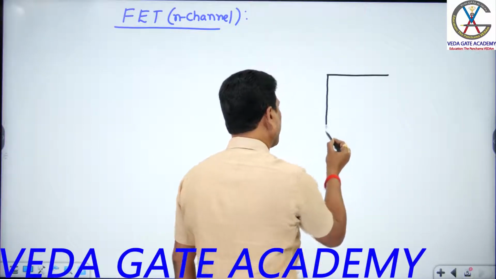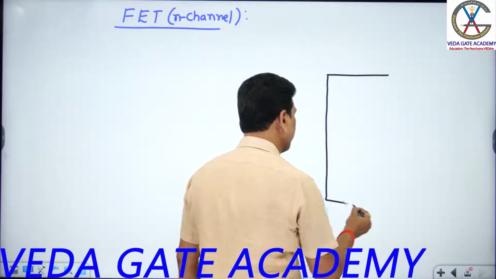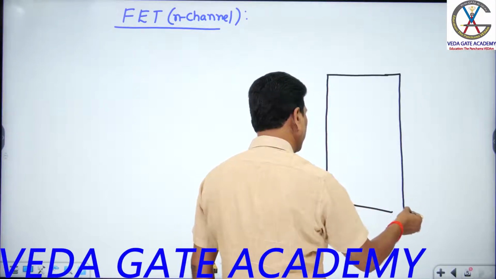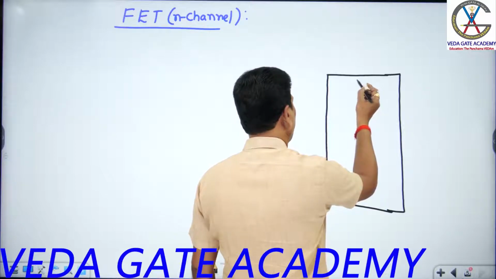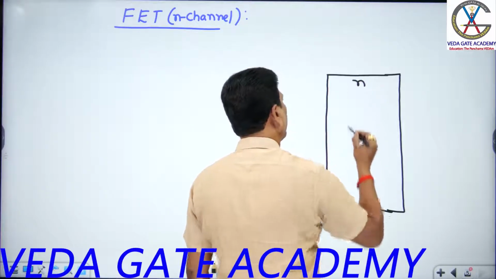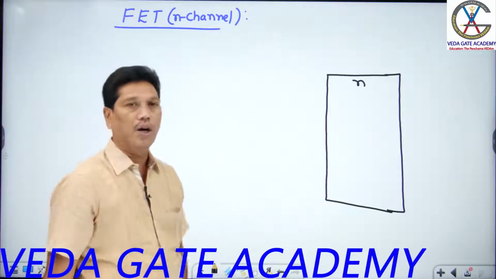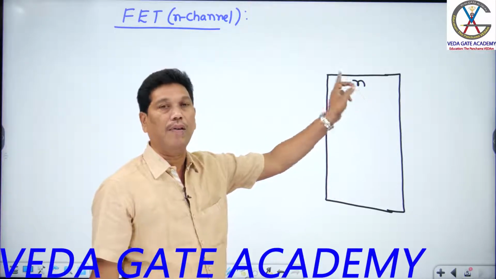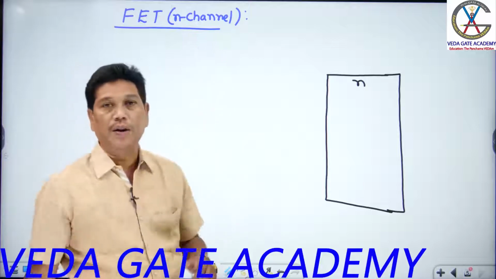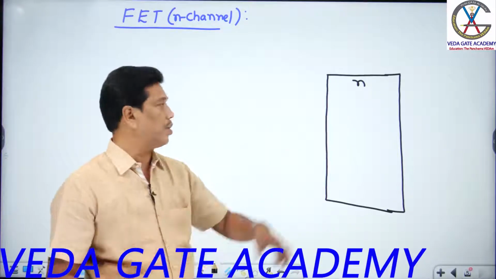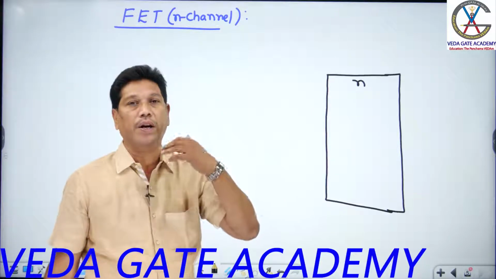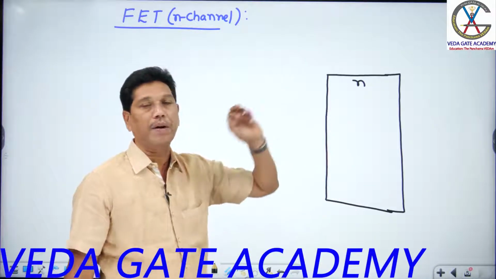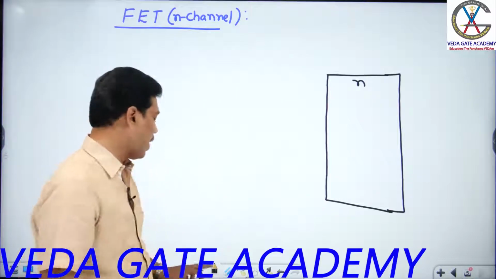So I am taking a lightly doped n-type semiconductor of silicon. Why it is lightly doped I can discuss later, students. I take a silicon body of n-type material which is lightly doped. In the case of an n channel, I take a silicon bar of n-type material, lightly doped. If you go for a p channel, it is nothing but a p-type silicon bar, lightly doped. So this is a silicon body of n-type material, lightly doped, for an n channel FET.